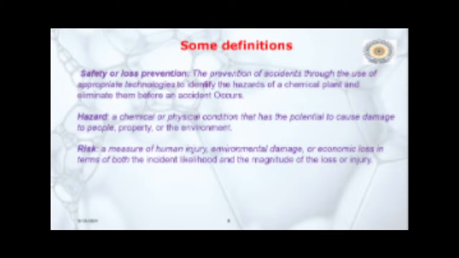There is a lot of difficulty in understanding the difference between hazard and risk. A hazard is a chemical or physical condition that has the potential to cause damage to people, property, or the environment. And risk is a measure of human injury. Risk always has two components: the failure statistics, that is, the probability of failure, and the severity. Considering these two aspects, we can measure the human injury and the damage or loss. That is what we call risk. That is the basic difference between risk and hazard.